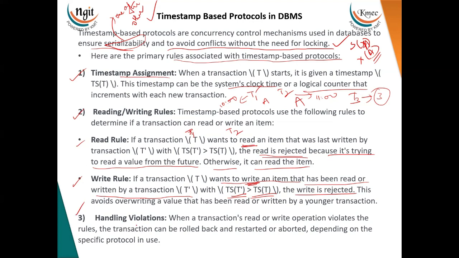The third one, handling violations, when a transaction's read or write operation violates the rules. If the transactions are executing based on the timestamp based protocols, and when they want to perform any read or write operation on some data item, they fail to follow the read and write rules defined by this particular protocol, then what happens? Those transactions are rejected and then they need to be rolled back or restarted to follow the read and write rules and ensure that a successful transaction is made.